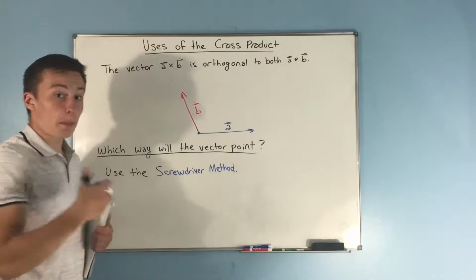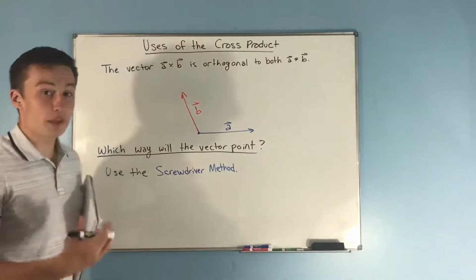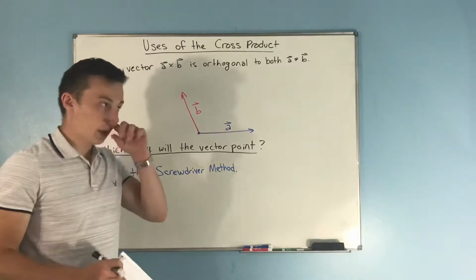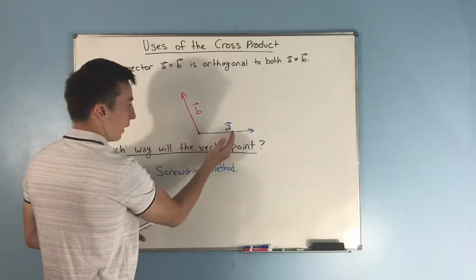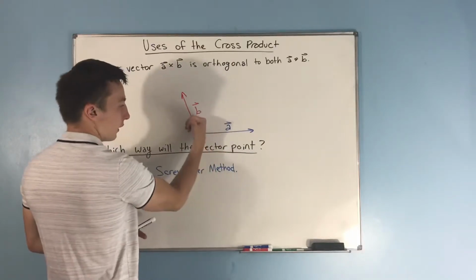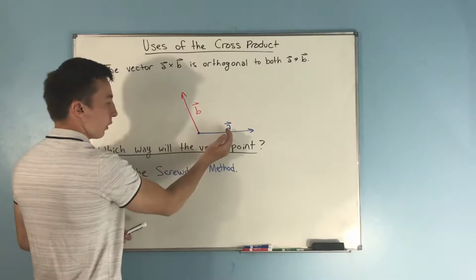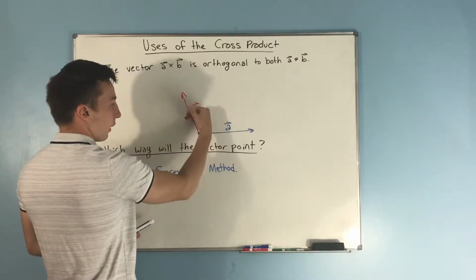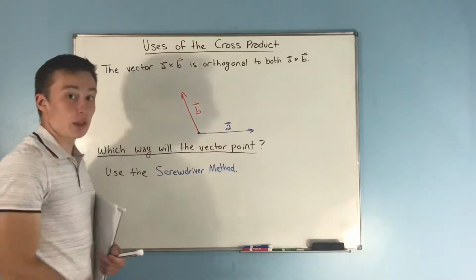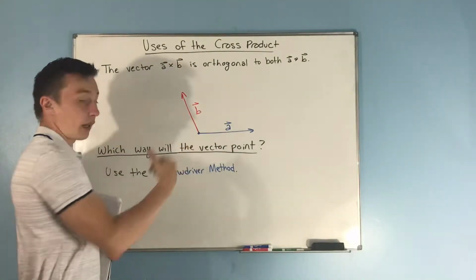So how do we know which direction it points? Well, we use the screwdriver method. You can use the right-hand rule if you want. If you go from A to B, you see that my thumb points outwards. Your fingers go from the starting vector, which is A, to B, and you see how my thumb points outward. So we know that the vector is going to point out this way.